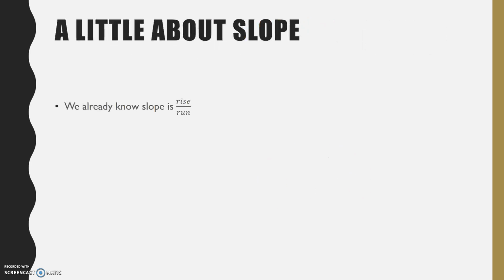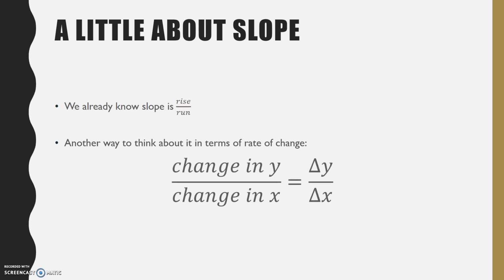So now let's take a look at from a table. We already know that the slope is rise over run. And so what you have to think about is change. So the slope is the change in y over the change in x. And we use this symbol here, it looks like a triangle, it's called delta, is how we show it without using all the words. So that's what we want to identify. What's the change in y and the change in x?